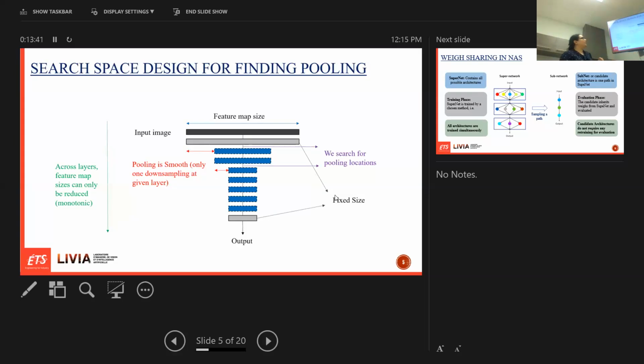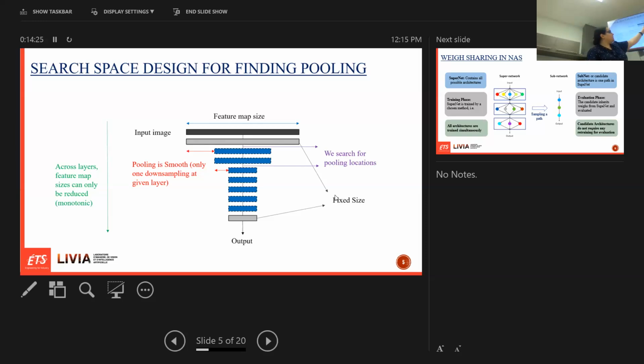So first, we talk about the search space design for finding pooling. In order to make this problem more manageable, because we're working only on classification tasks, we put several constraints on our search space. One of them is that across the layers, we can only reduce the feature map sizes. And we only have one pooling at each layer, so we would not have two subsequent poolings. The feature map size will only be changed by one step.